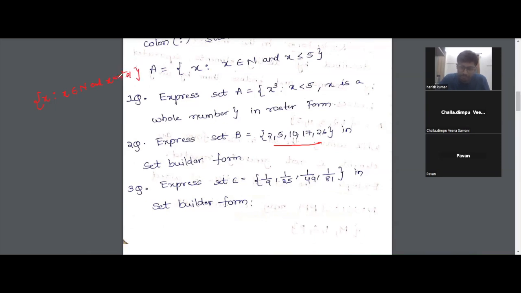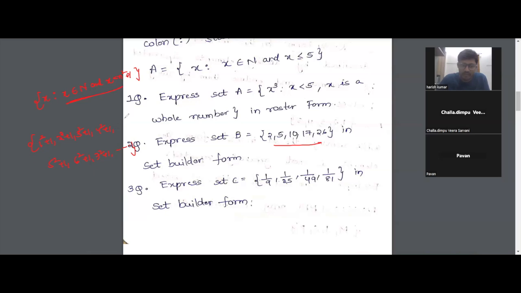That's it? Yes, sir. Are you sure? n square plus 1 only. Is this the end? See, you made one mistake. If this is what you are saying, then I'll consider 1 square plus 1, then 2 square plus 1, then 3 square plus 1, then 4 square plus 1, then 5 square plus 1, then 6 square plus 1, 7 square plus 1. This will never stop.